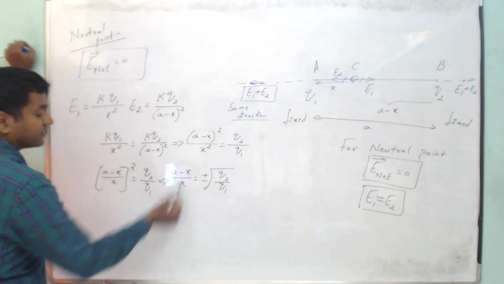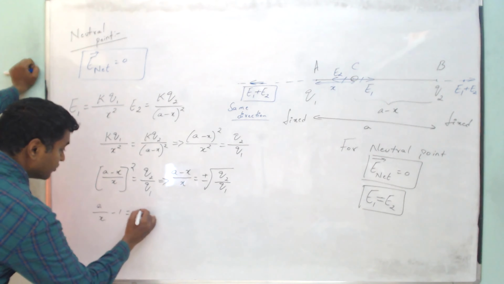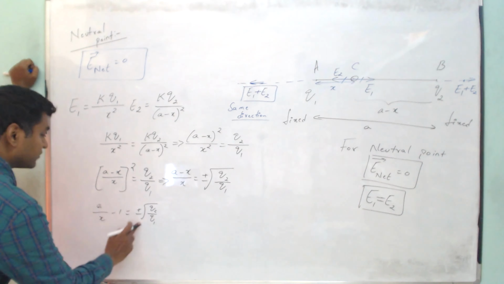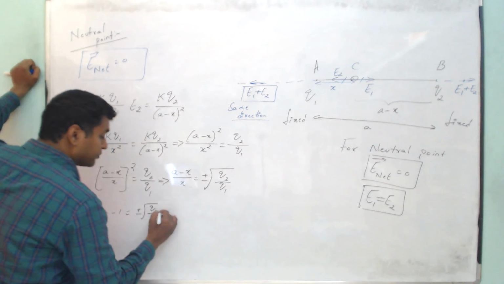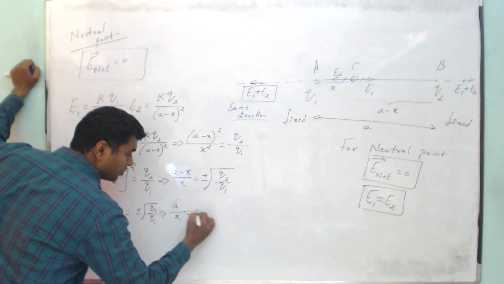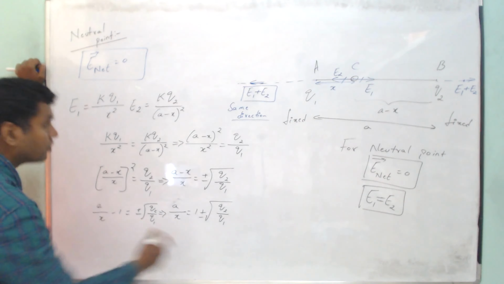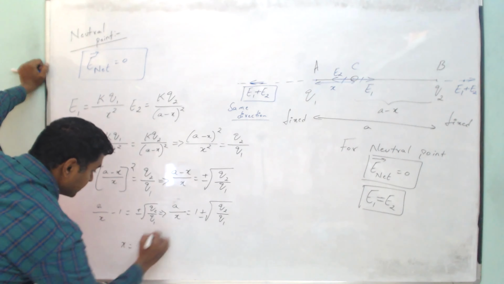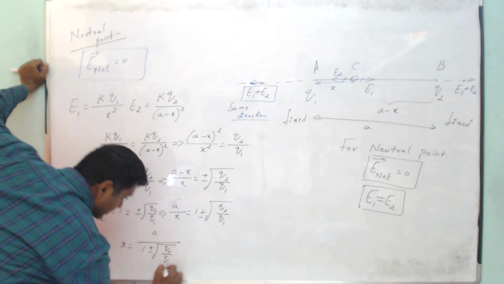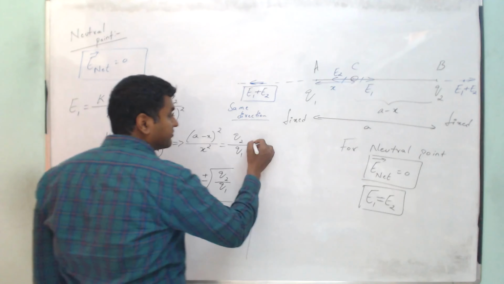Now, I will factorize basically. So, I will write A by X minus 1 is equal to plus or minus under root of Q2 by Q1. Correct? Take this fellow over there. This minus 1 becomes plus 1, implies A divided by X is equal to 1 plus or minus under root of Q2 by Q1. I want to find X. So that means X is equal to A divided by 1 plus or minus under root of Q2 by Q1. Is this clear? Yes. Now, till here we have done mathematics and we have done a great job.